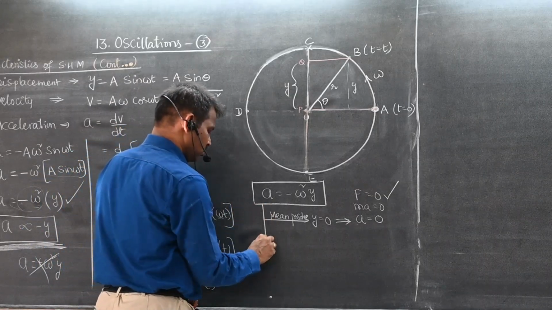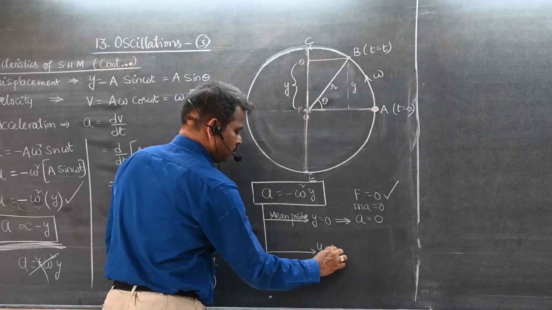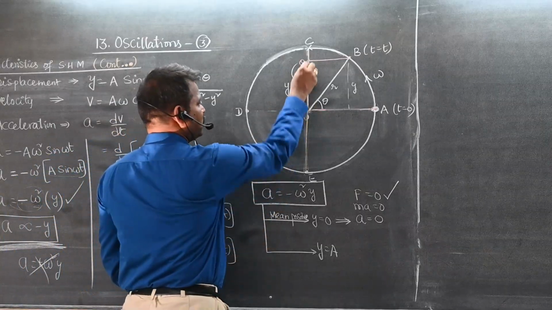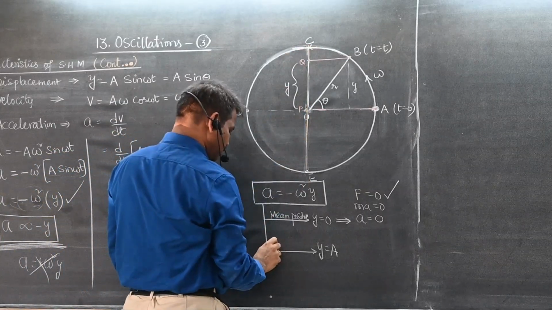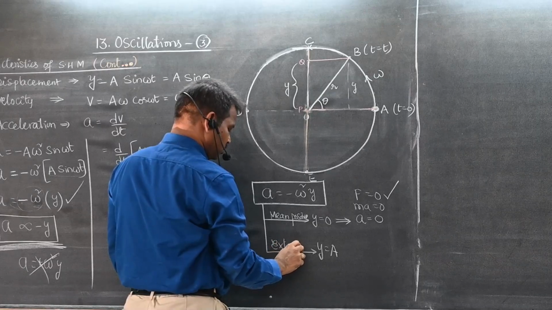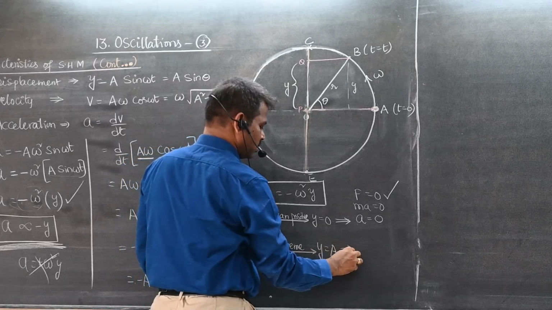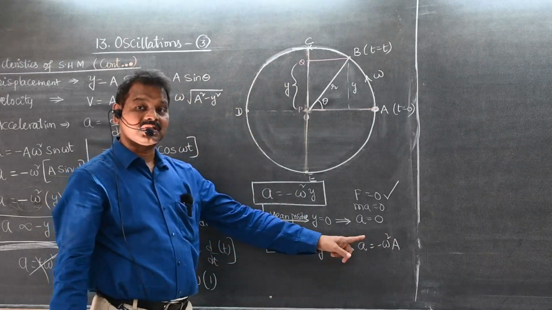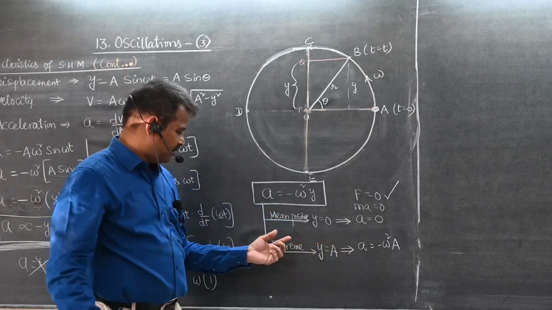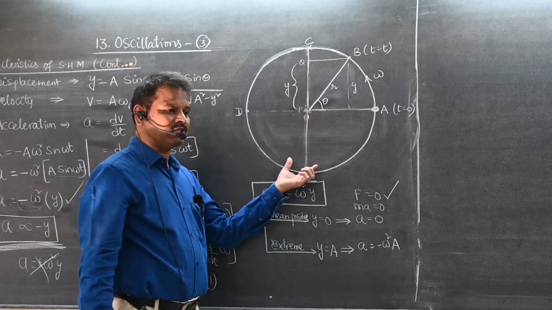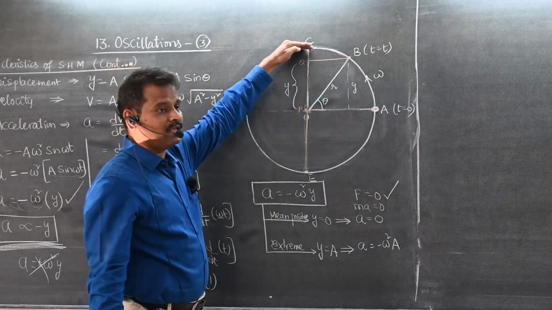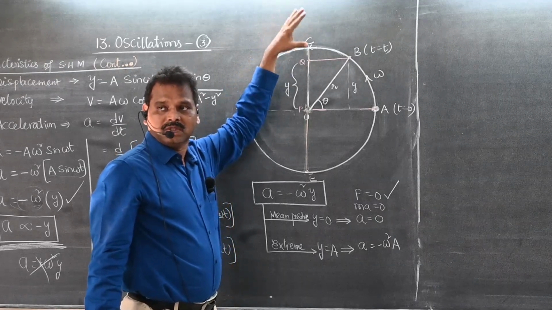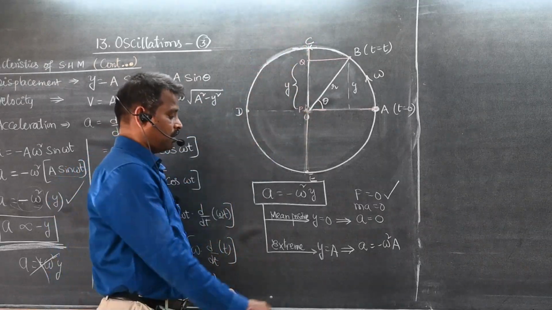Now, when y is equal to a, what is the meaning of this? See the diagram. Y is equal to a. Is it the extreme position? At the extreme position, what is the acceleration? Minus omega square a. This is the maximum acceleration. Why maximum? Because a depends on y. Y is maximum, so a must be maximum. Y cannot be more than a. Is it possible to have more than that? No, 1.8a or 2.4a is not possible. Maximum displacement is a. So this is also correct.